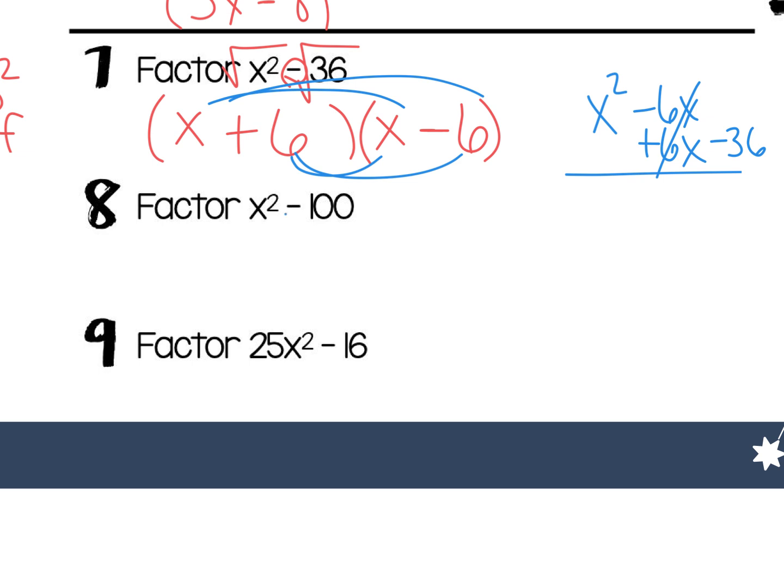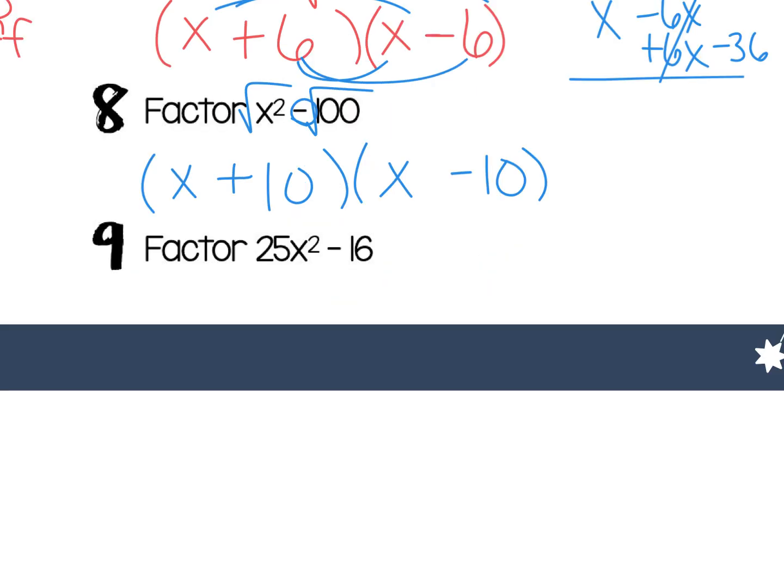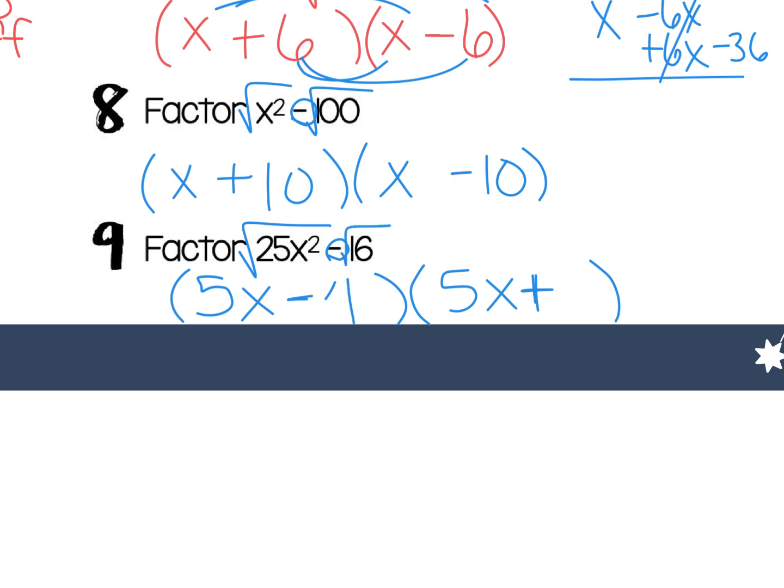Looking at 8, again, you got that minus. So you got a plus and you got a minus. And we're just taking the square root. The square root of x squared is x and x. And the square root of 100 is 10. Last one, the square root of 25 is 5. Square root of x squared is x. Look at your sign, it's a minus. What does that mean? We have a minus and we have a plus. What's the square root of 16? 4.